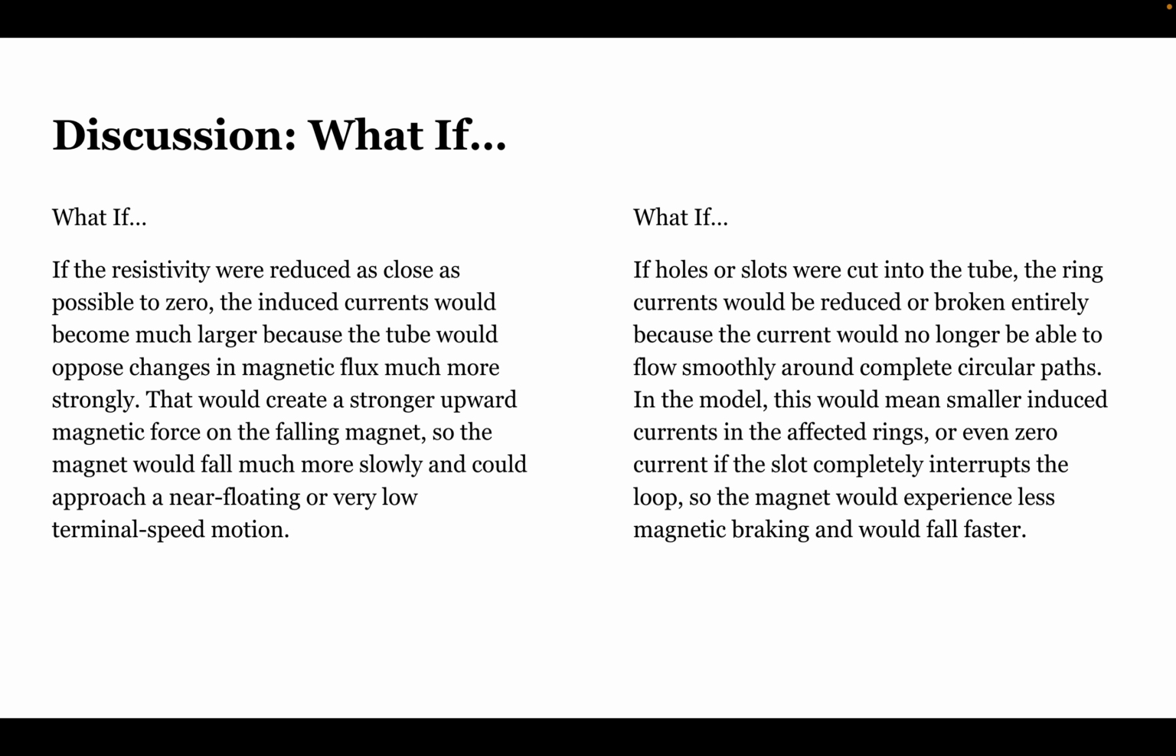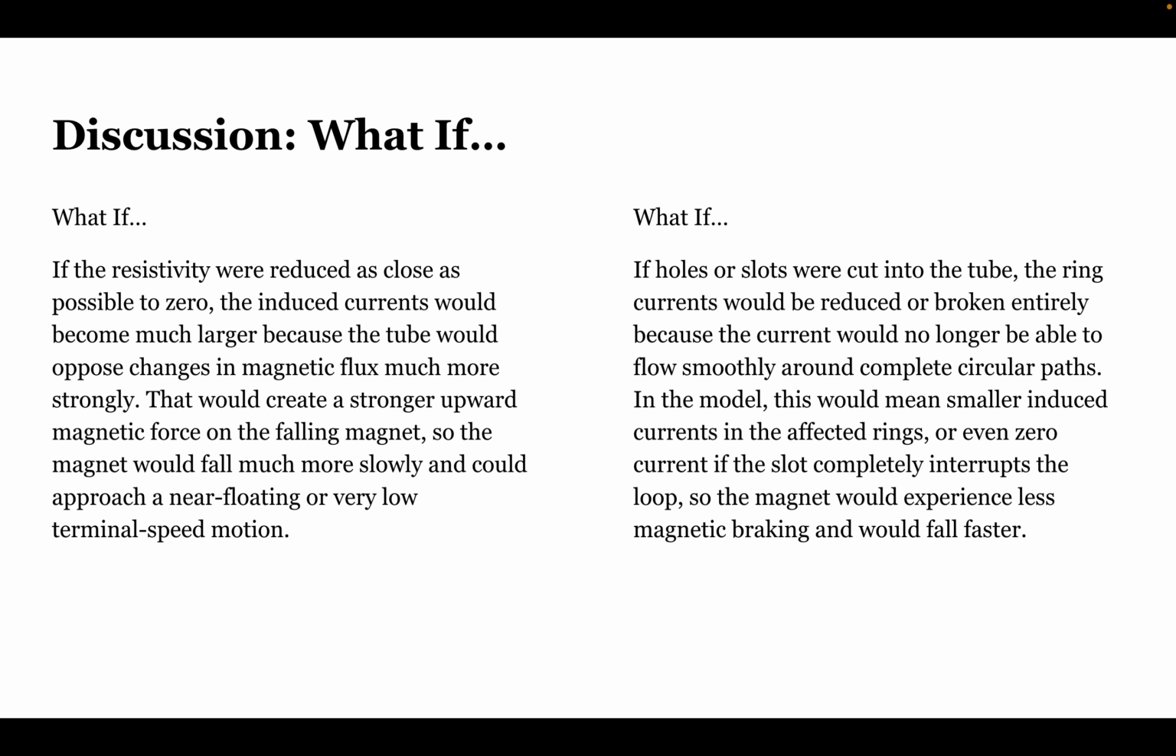So some discussion points: if the resistivity were as close as possible to zero, the induced currents would become larger because the tube would oppose changes in magnetic flux much more strongly. That would create a stronger upward magnetic force on the falling magnet, so the magnet would fall much more slowly and could approach a near floating or very low terminal speed motion.